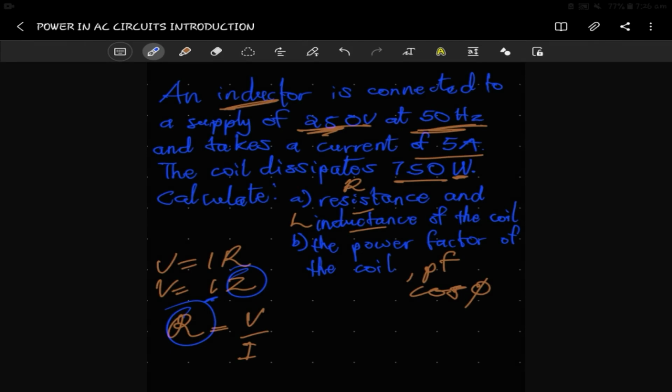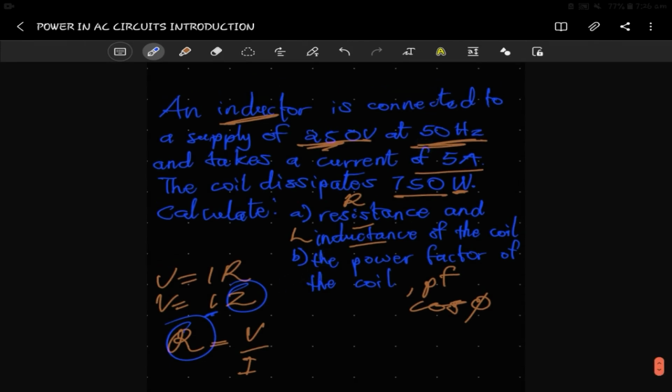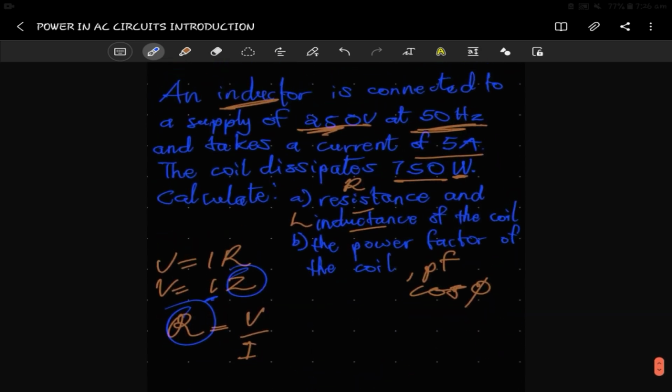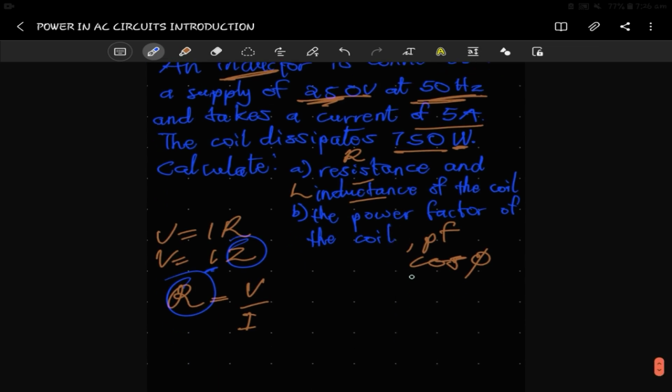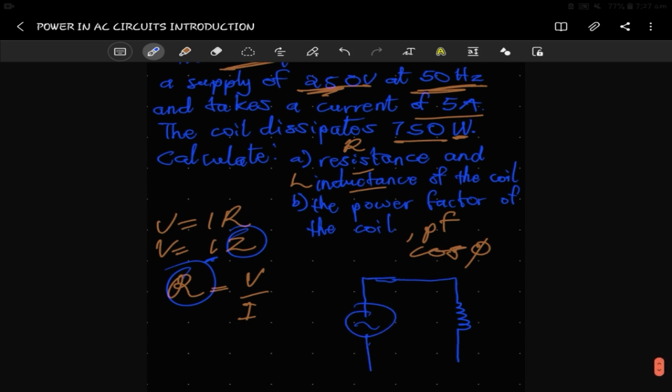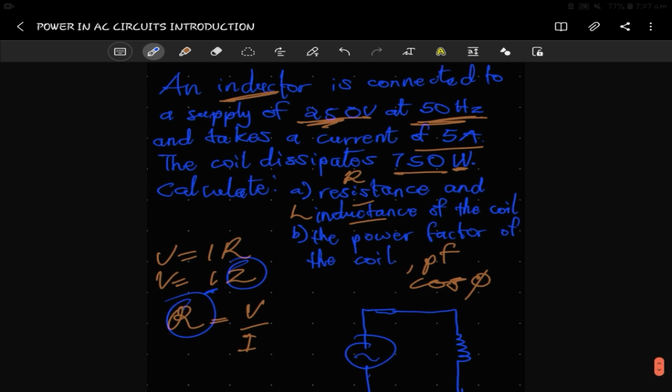One other thing that could make your work easier is to draw the circuit. You draw a circuit diagram just to represent what you're doing. So we have an inductor connected to a sinusoidal supply. And we are seeing that this one is 250 volts and this is 50.